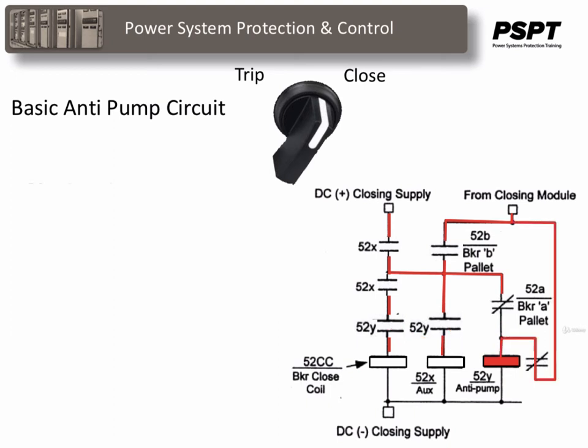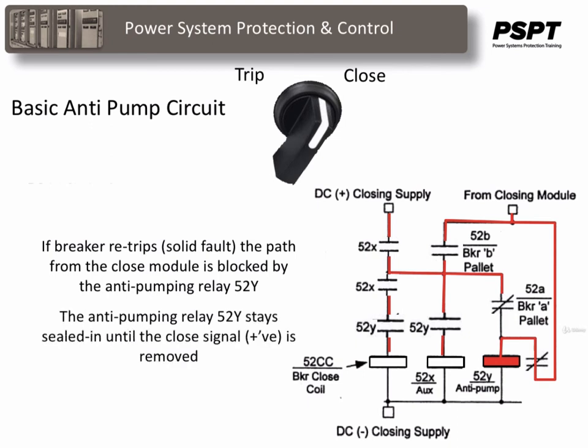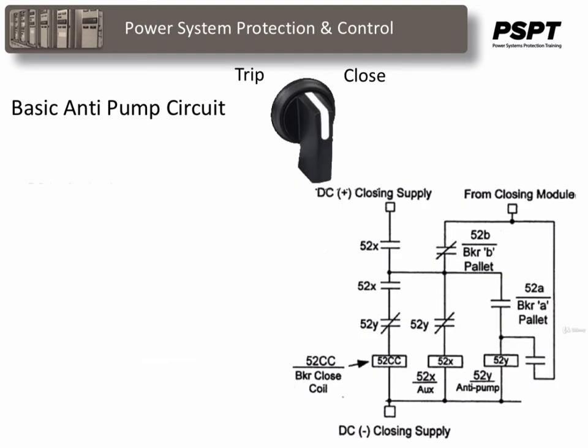This holding of the close switch is not necessarily a long time, but if the breaker is feeding a permanent fault, the breaker will trip in a fraction of a second. But since the 52Y anti-pump relay is sealed in, the close signal will not again reach the breaker close coil, preventing the pumping action from taking place. The breaker remains open. Once the close switch is released, breaking the positive seal-in to 52Y, then all goes back to normal.